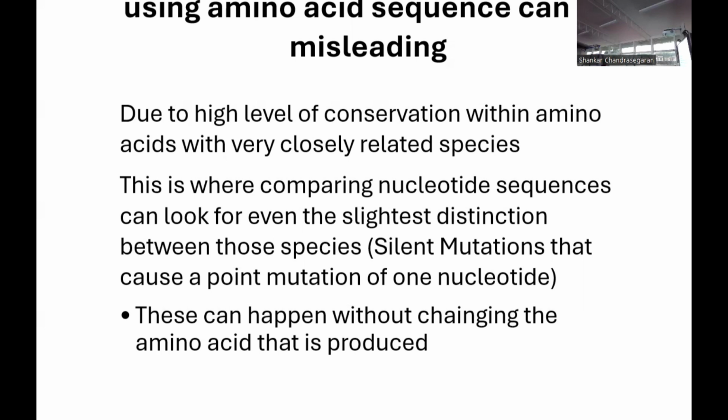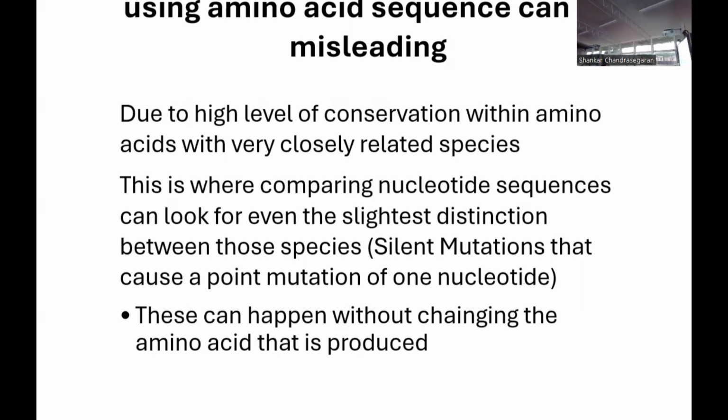So that's why studying the nucleotide sequence, the DNA sequence, can be much more detailed compared to amino acid studies, because between closely related species, there can be those point mutations that are silent that cause the amino acids to be exactly the same.